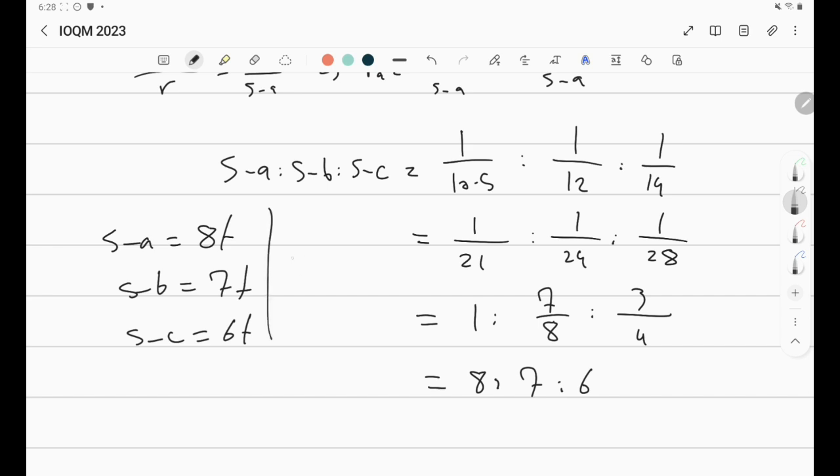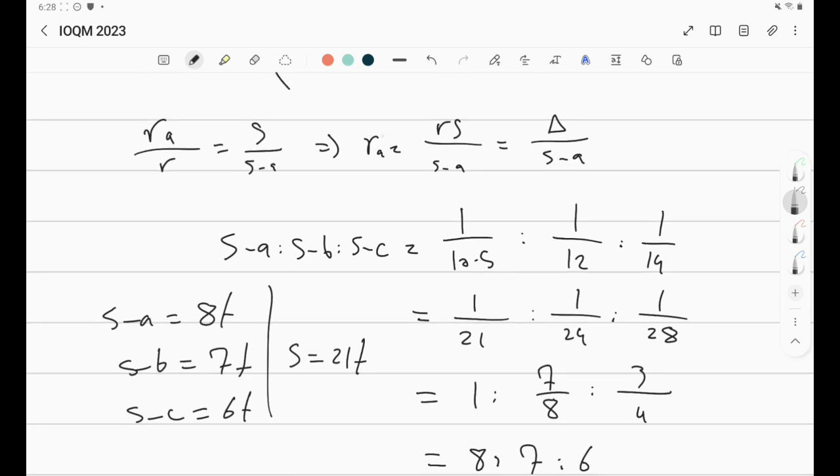So that means that if you add all of them, you're going to get 3s minus a plus b plus c, which is 2s. So s itself is just equal to 21t. Nice. So now we found s and s minus a, s minus b, and s minus c. Now our goal is to find t. How do we find t? Remember, here we know Ra, and now we were able to find s minus a using t. So can we find delta using t? If we can, then we can find t for sure.